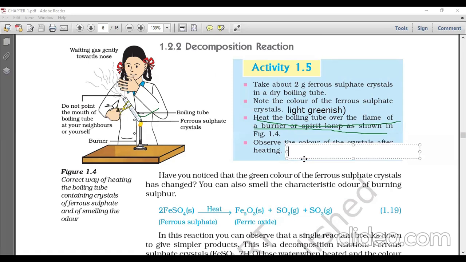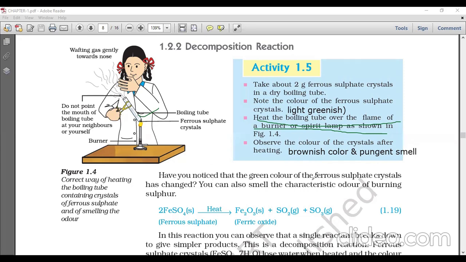After heating, that light greenish color will change into a brownish color, and you'll also get a very strong smell from the gas. That is called a pungent smell. A pungent smell comes out of this chemical reaction, so that is what you should write here: brownish color, and it gives the pungent smell.